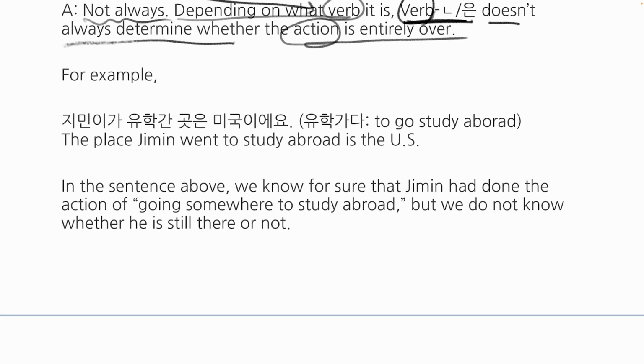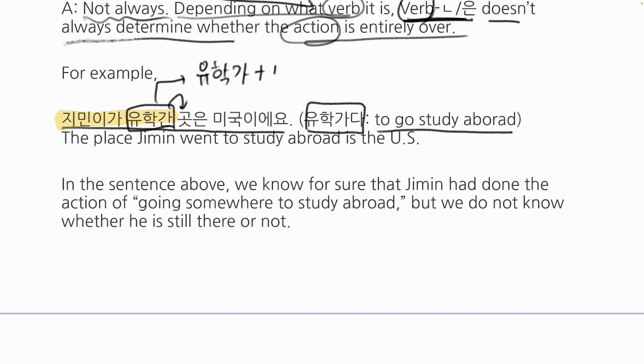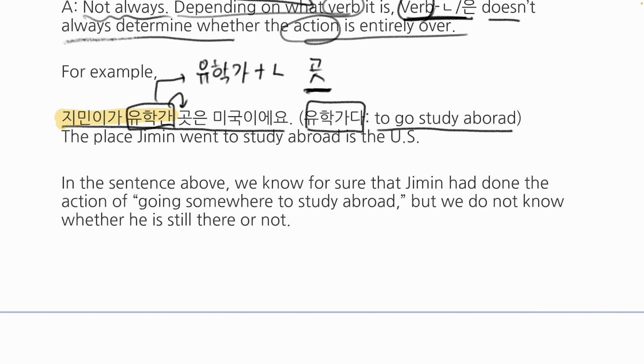So for example, 지민이가 유학 간 곳은 미국이에요. In this sentence, 지민이가 유학한 modifies 곳. 유학하다 means to study abroad. So 유학한 is a modifier where 유학하다 and 니은 받침, the past tense modifier for verb, is combined, right? So 곳 means place, so place that Jimin went to study abroad.